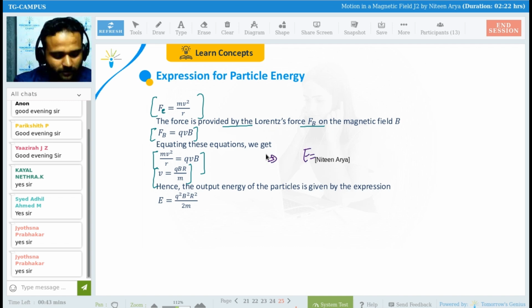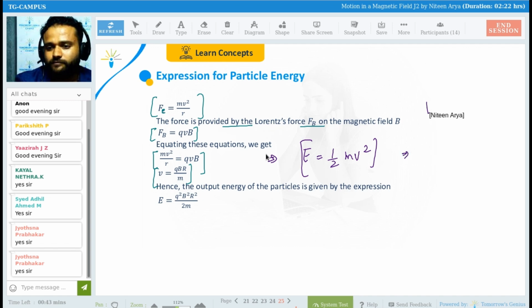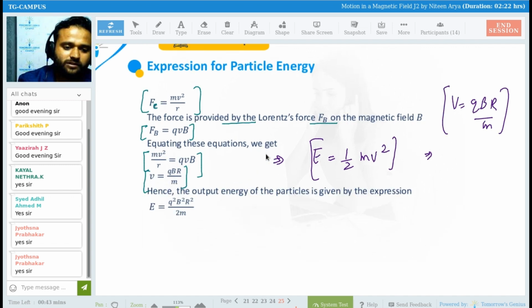Energy is nothing but, because we are finding here kinetic energy due to the motion, put the value of V. V is this. The moment you do this, this is your energy. And believe me, this is very important for me.